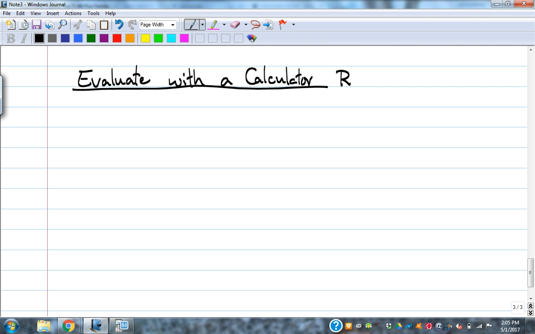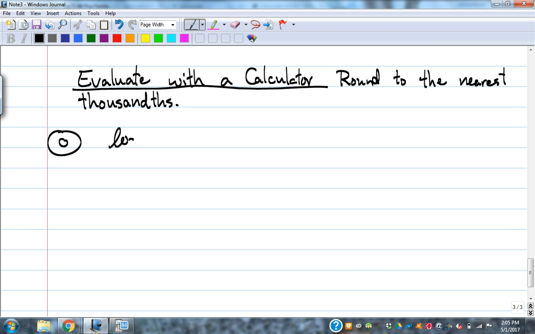All right, and we're going to round to the nearest thousandths. So how many places is that? Thousandths is how many places? 3. Okay. And usually, if you're doing these with a calculator, they're not going to work out as good, nice, clean numbers.